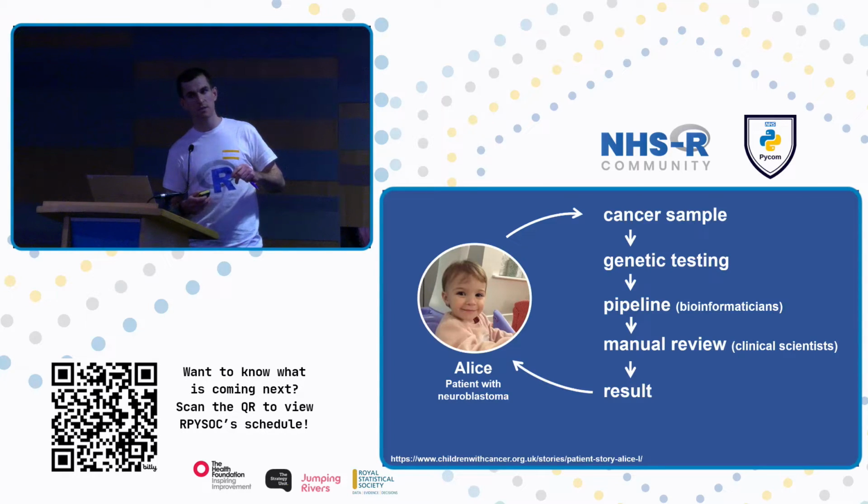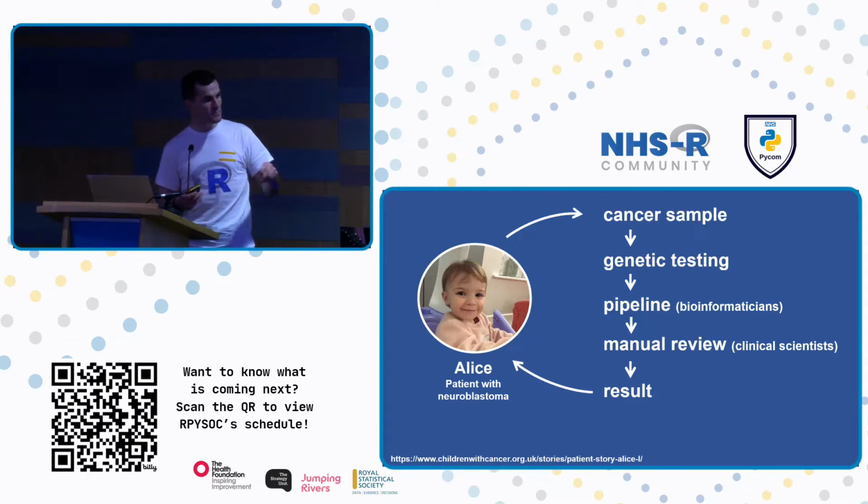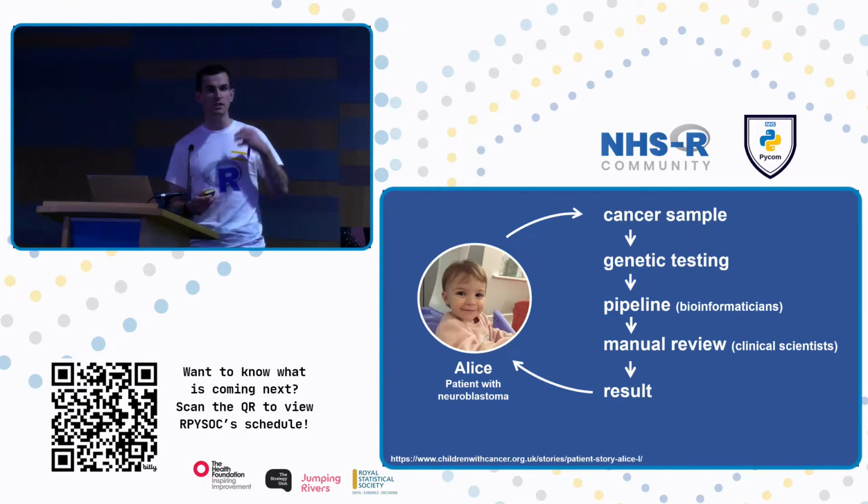In Alice's case, her cancer had a particular genetic change called a MYC-N amplification, and that means it's quite a high-risk cancer. As a result, they gave high-dose chemotherapy, and according to the website, thankfully, the tumor went into remission and she got better. So that's the whole point of this: genetic testing enables better treatment options for patients.